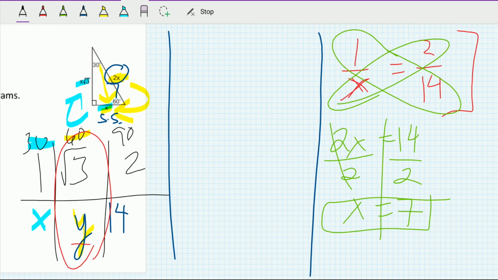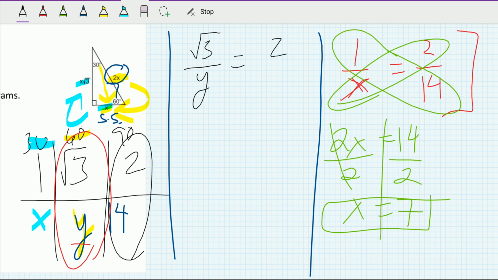And so what ends up happening is, of course, you need the square root 3 over y because that's what you're trying to solve for. And then you need to use 2 over 14. If you want to, you can already substitute the 7 in there, and then you could even use the 1 over 7. It's completely up to you. But if you're not 100% sure this is right, then I would just suggest you use the 2 over 14. It's just a little bit easier, I think.